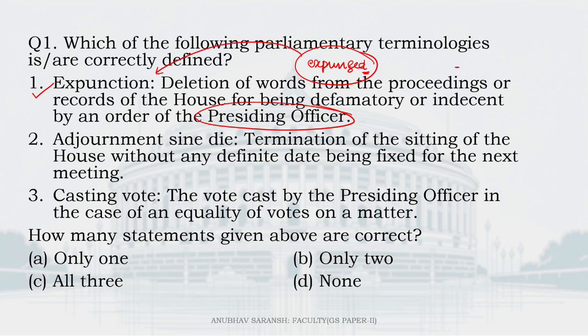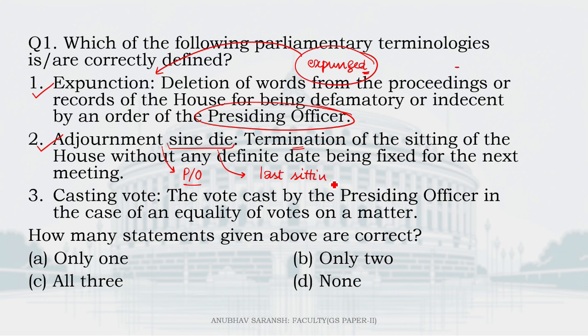Absolutely correct. Second statement, adjournment sine die. So, termination of the sitting of the House without any definite date being fixed for the next meeting. Now, adjournment sine die is done by the presiding officer to end a sitting. And yes, that's absolutely correct that adjournment sine die means that once the presiding officer has ended the sitting for the day, the date of next meeting has not been fixed. This is also correct. Adjournment sine die is usually done on the last sitting of any session.